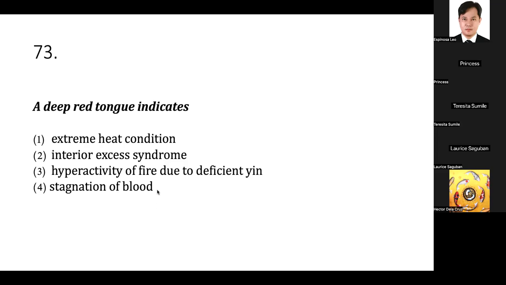So, alin dito ang mga tamang sagot, Ma'am Jeliza? Ano po, letter B? 1 and 4. Saan kasi isang papel? 1 and 3. Nilito na rin. Ano ba yan? Okay. Ano po yung sagot? 1 and 3. Okay, go.